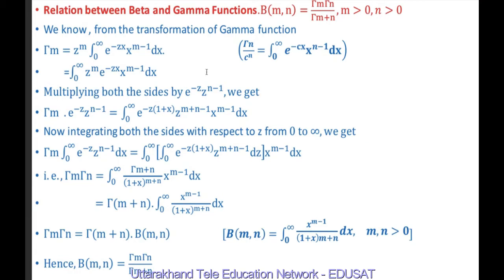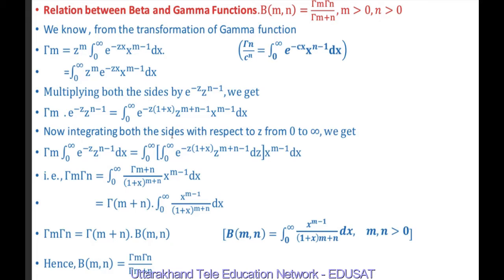If we multiply both sides by e raised to power minus z, z raised to power n minus 1, we get gamma m e raised to power minus z, z raised to power n minus 1 equal to the integral from 0 to infinity of e raised to power minus z, and this is e raised to power minus zx. So it will be e raised to power minus z into 1 plus x. Here it is z raised to power m, here it is z raised to power n minus 1, so z raised to power m plus n minus 1, and the third term x raised to power m minus 1 dx. So I have multiplied both sides by e raised to power minus z, z raised to power n minus 1.